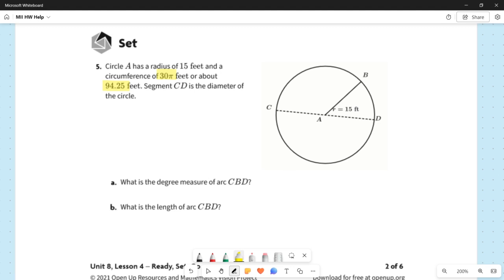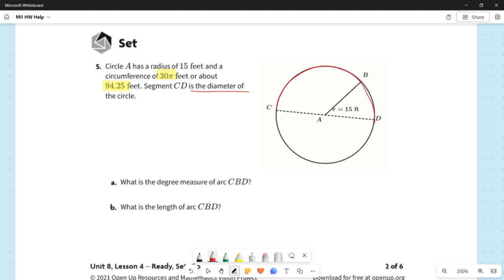Segment CD is the diameter of the circle. So as a reminder, the diameter is a special chord of a circle. It has both endpoints on the circle, and because it's the diameter, it goes through the center. It is double the radius, which also means that the radius is half the diameter. Question A, what is the degree measure of arc CBD? So arc CBD is going from there, starting at C, going through B, and then ending at D.